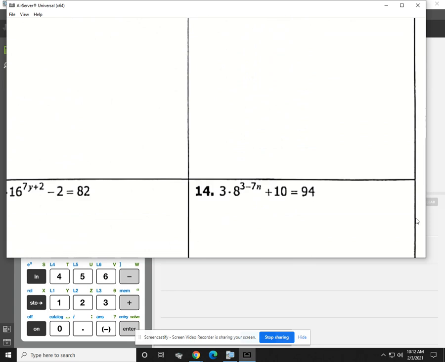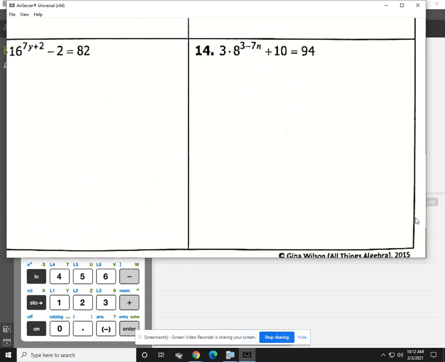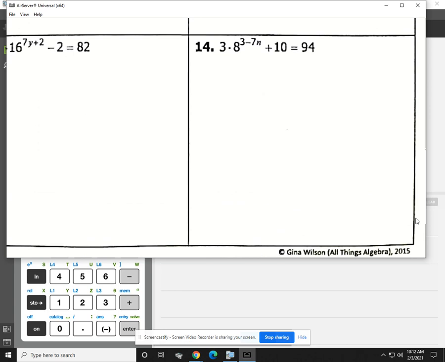Alright, I think we could probably get by with just doing one more, don't y'all think? So let's go to the hardest one on here, number 14. Again, first, identify your exponent and its base. What's your exponent? 3 minus 7n, and what is its base? 8. That's what we're trying to isolate. So what do I need to move away from it first? The 10. Subtract it. So we got 3 times 8 to the 3 minus 7n power equals 94 minus 10, which is 84.